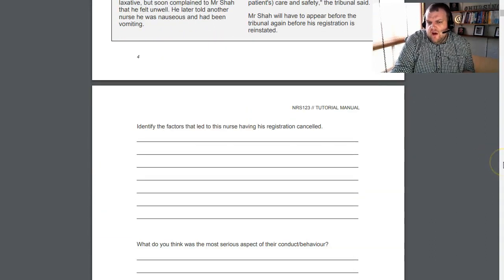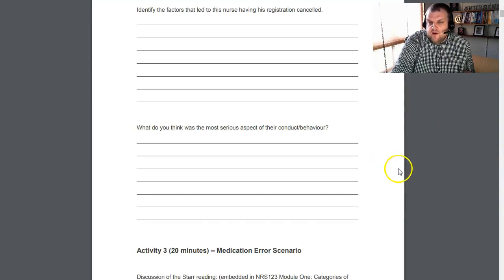So the question is, identify the factors that led to this nurse having his registration cancelled, which it talks about in the article, and then what do you think was the most serious aspect of the conduct? Hopefully students will come to the conclusion that the error he made was ridiculous and pretty scary, but the much worse thing that he did was pretend it didn't happen. He ignored that it happened and tried to get on with his day. He didn't report it. He worked out the error himself. He didn't tell anybody else, and that was a significant breach. And it was much worse than the initial error in the first place, I would argue.